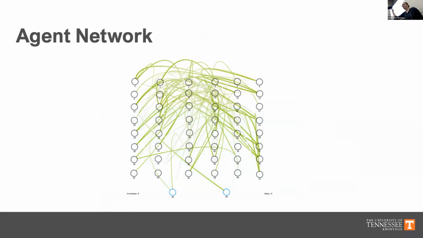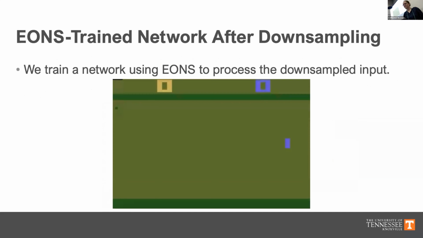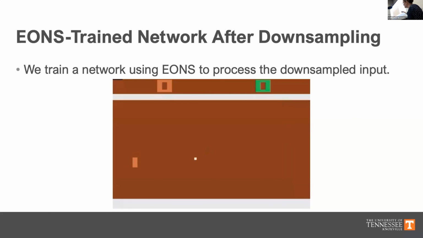Remember, again, the hairball of a network that EONS produces, very sparse, highly recurrent. This is the very sparse, highly recurrent network that takes those 48 inputs after downsampling and actually plays Pong. So we have the 48 inputs, no hidden in this case, lots of recurrence, and we just have the two outputs, up and down on the paddle. This was the network that EONS trained to play Pong.